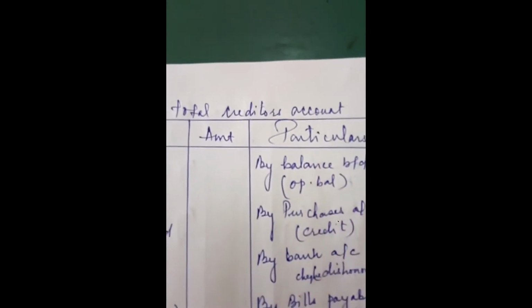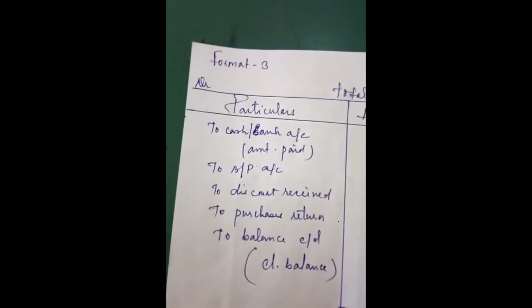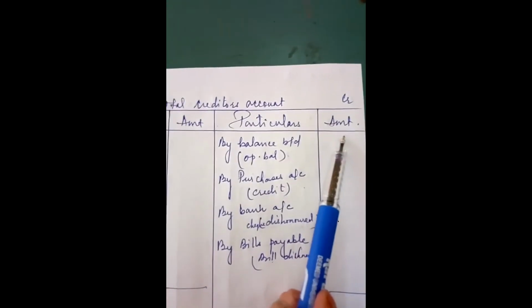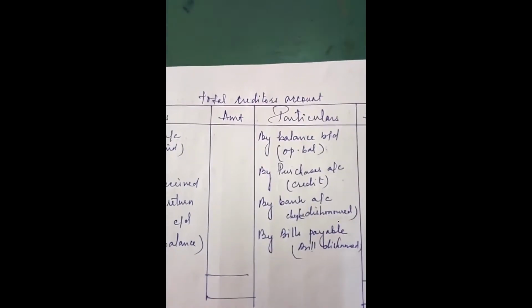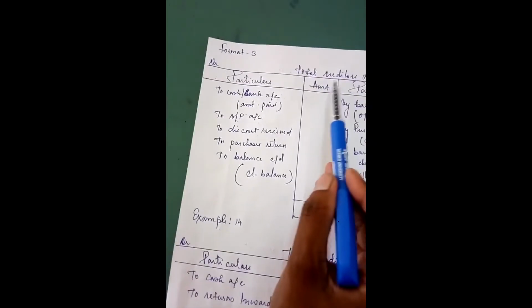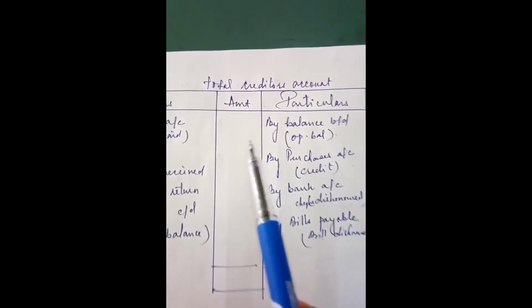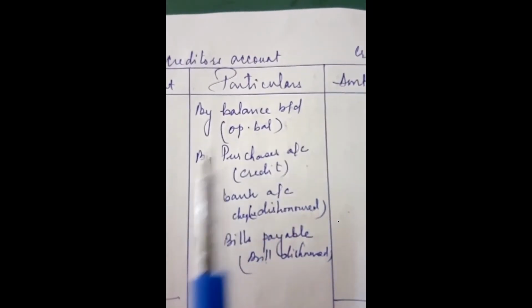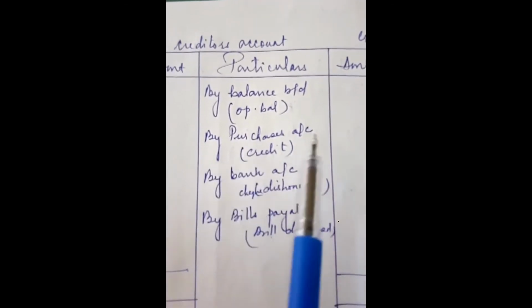Let's look at the format for total creditors account. This is also a ledger account, with the debit and the credit side. Particulars and amount, particulars and amount. Now this is actually the opposite of total debtors account. So here, on the credit side the opening balance will come, then we write by purchases account.